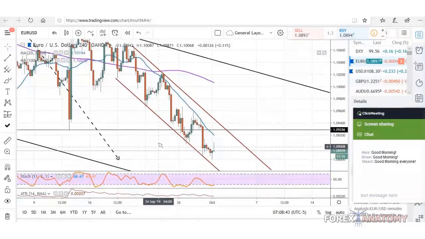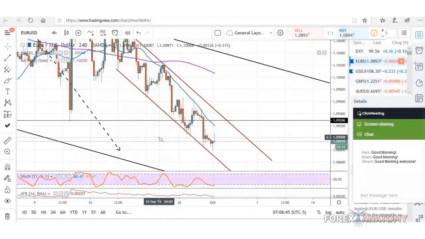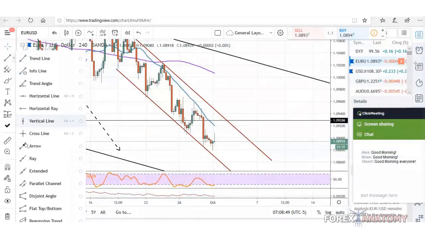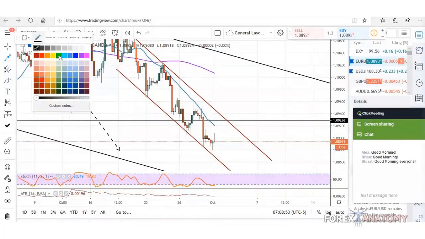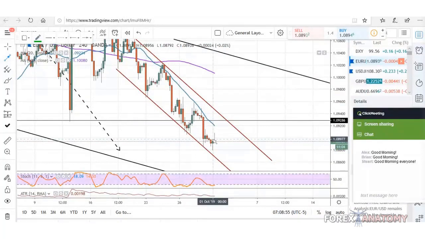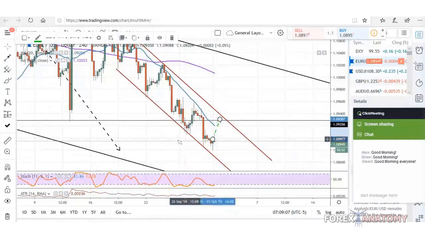I'm expecting price to retrace higher, possibly testing this channel resistance up here. So let me just draw this in. Let me change the color a bit. This is what I'm looking for. I'm looking for price to come up here, test either this channel resistance or this 20 simple moving average on the 4-hour chart. As a matter of fact, let me identify and isolate the entire region.